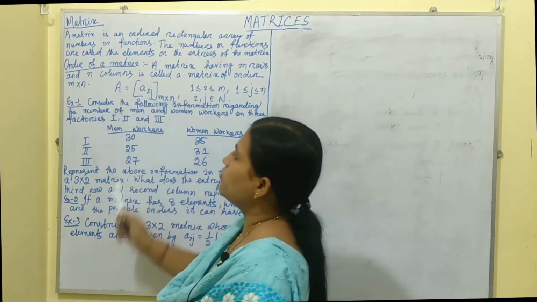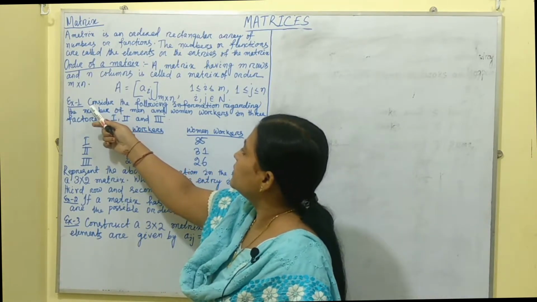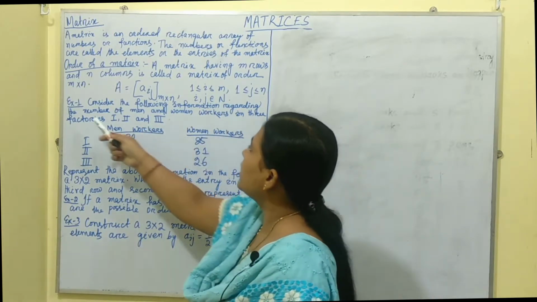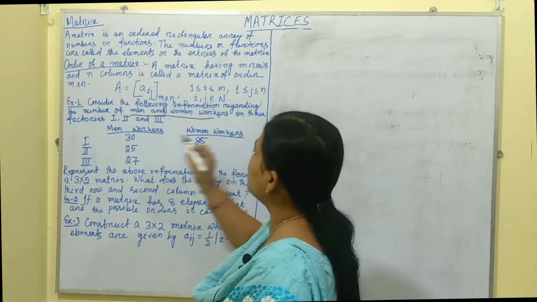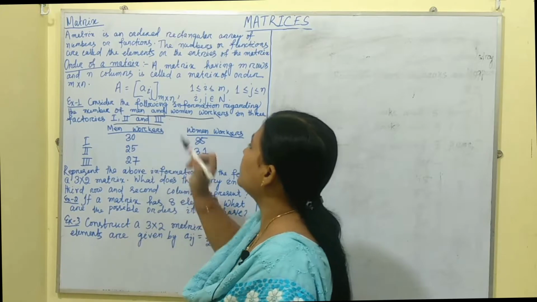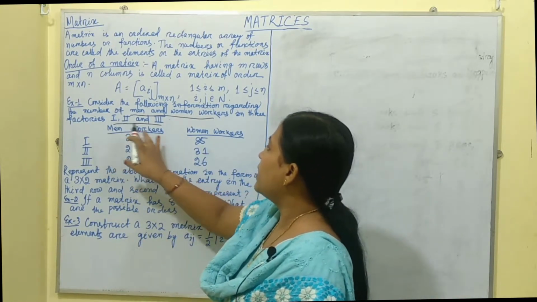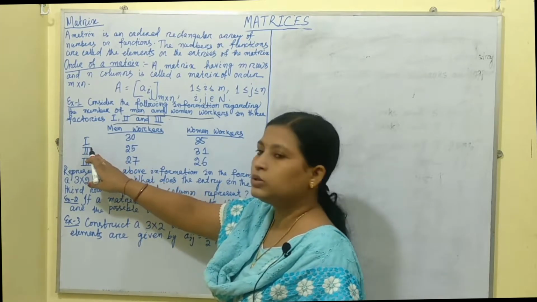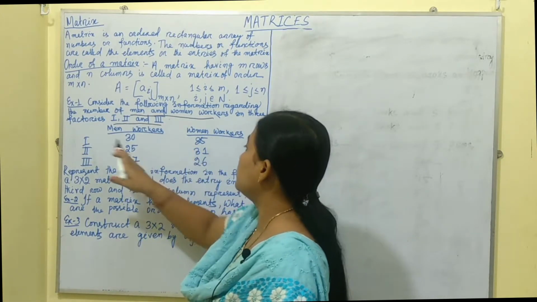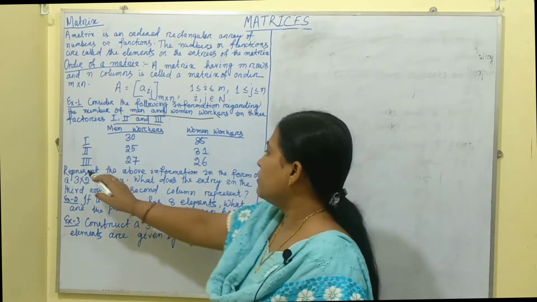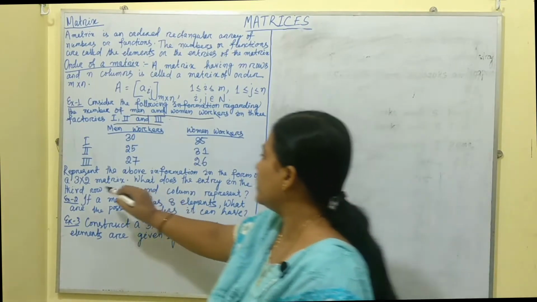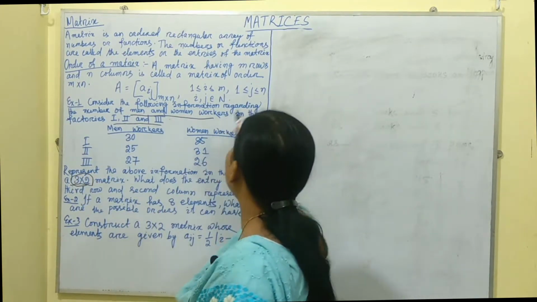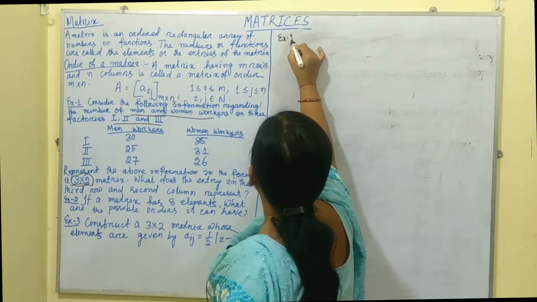We have books, and first, example 1. Example 1 question: consider the following information regarding the number of men and women workers in factories 1, 2 and 3. These are the values of men workers for factories 1, 2 and 3. Women workers, these are the values for factories 1, 2, 3. Represent the above information in the form of a 3 by 2 matrix. Okay, we find example 1.